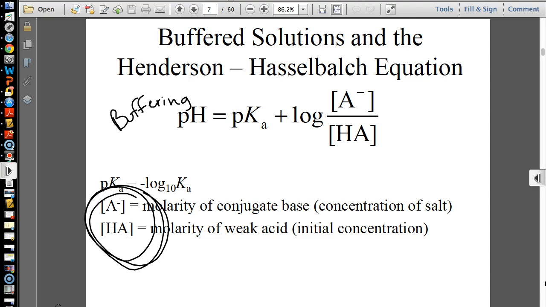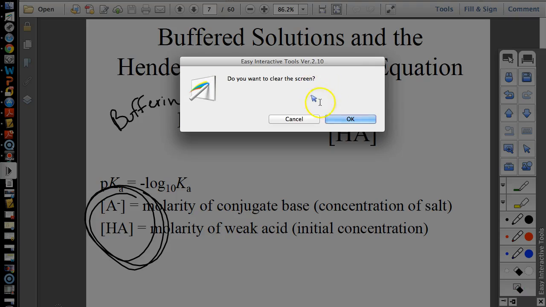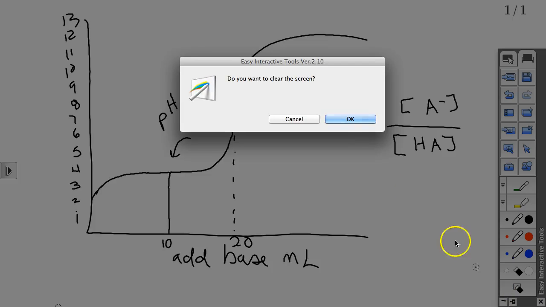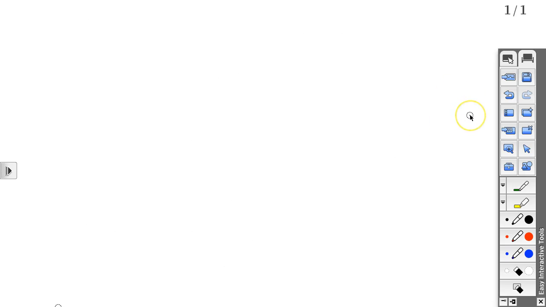Okay, so let's just talk about logs for a second. We need to do that. I know you don't like me. I don't care. This is what's gonna give you trouble. Okay, watch.